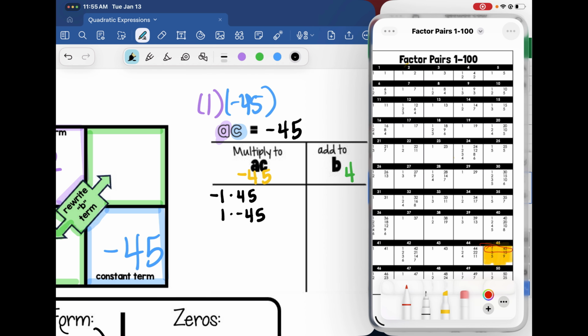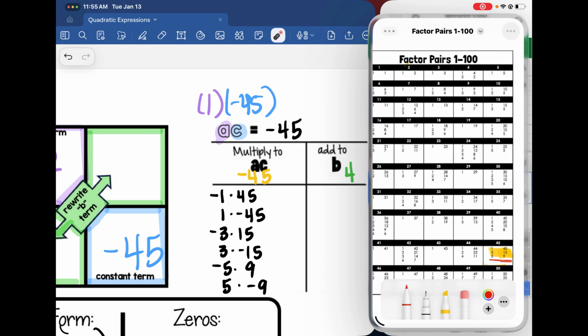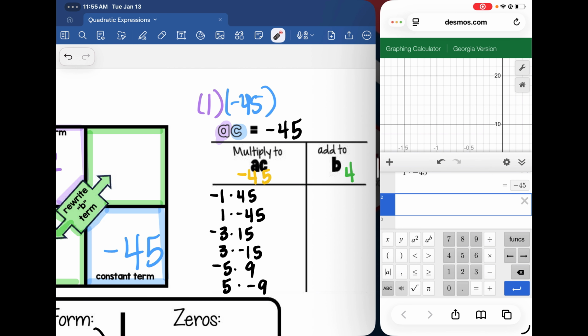All right. The other factors on that they gave me was 3 and 15. That means I can multiply a negative 3 times a positive 15 or a positive 3 times a negative 15. Either way, they're going to give me negative 45. And the last one, 5 and 9. So that means I can multiply a negative 5 times a positive 9 or a positive 5 times a negative 9. Either way, they're going to give me negative 45. But I also want the 2 numbers to add to a positive 4. So get your calculator if you need it.